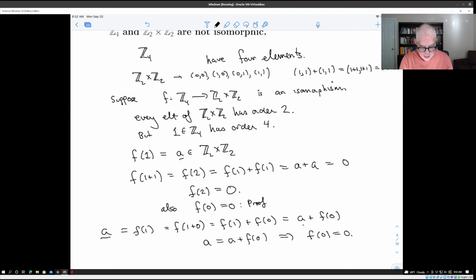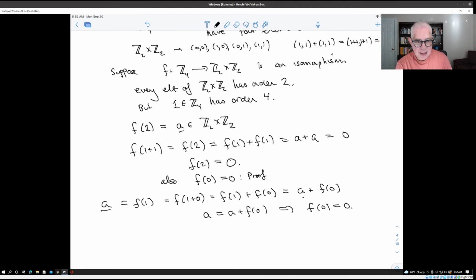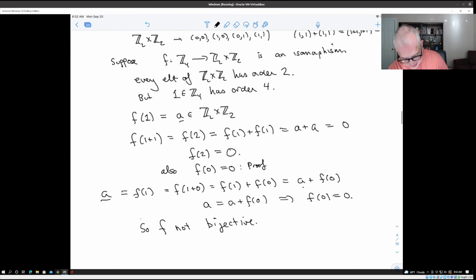So what's wrong here? Well, I've shown that f of 2 is 0 and f of 0 is 0, and therefore my function can't be bijective because 0 and 2 go to the same point. And if it's not bijective, it can't be an isomorphism. So by assuming the group property that f of a plus b is f of a plus f of b between these two groups, we got a contradiction of the fact that the map was a bijection. And therefore, no isomorphism can exist. And these groups are actually different.